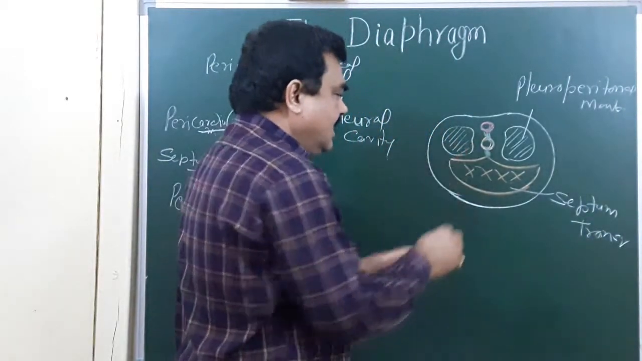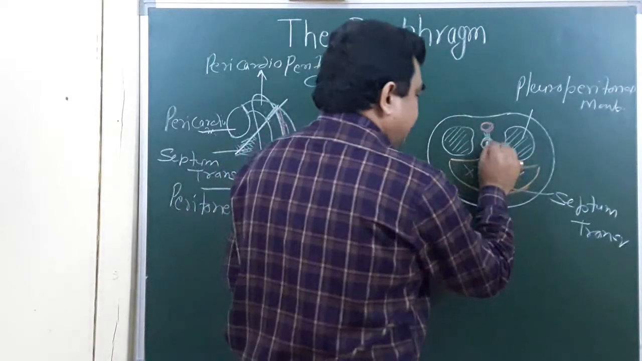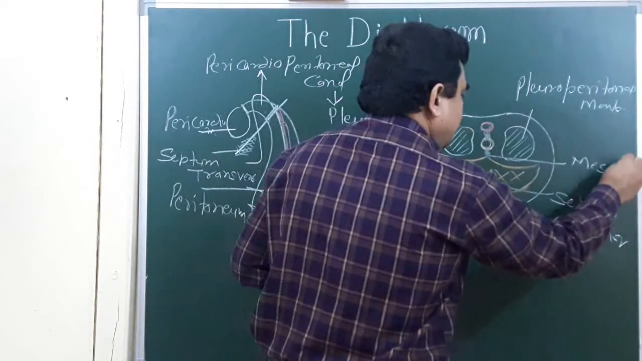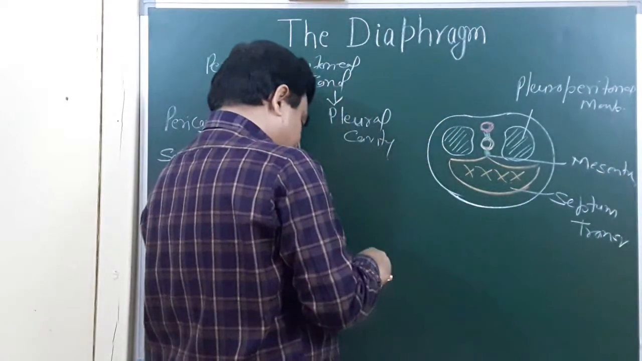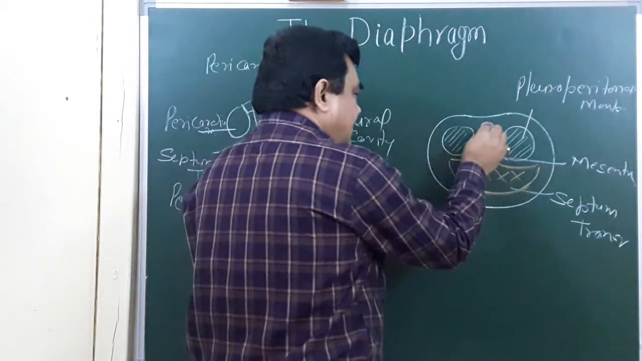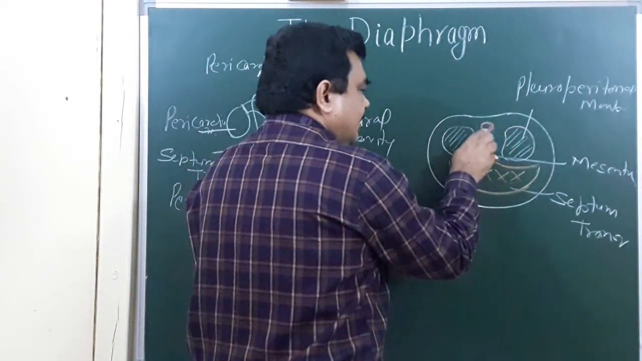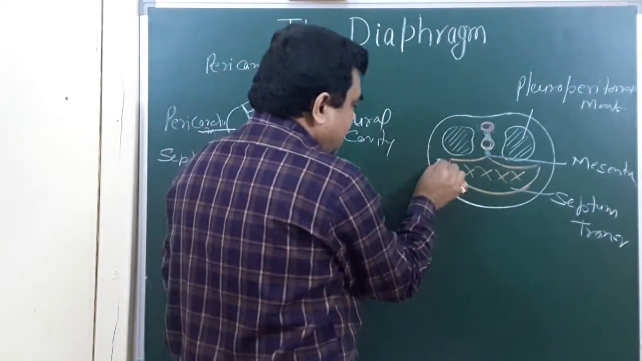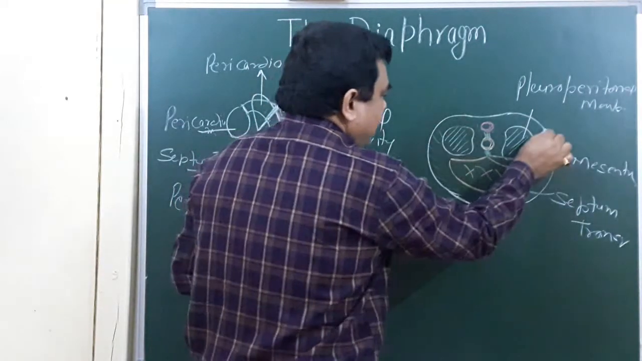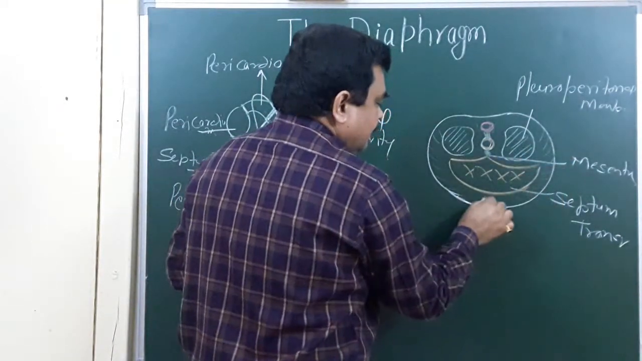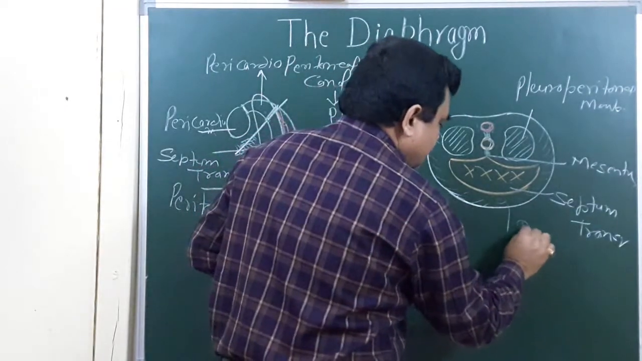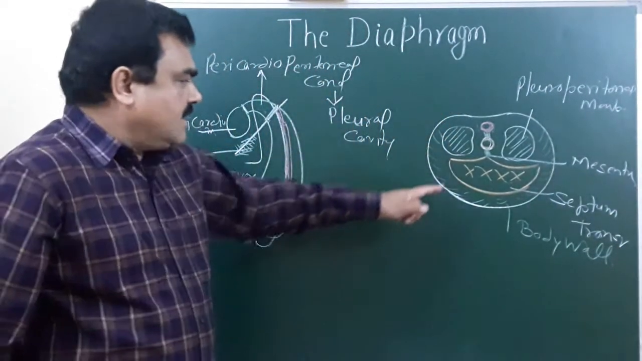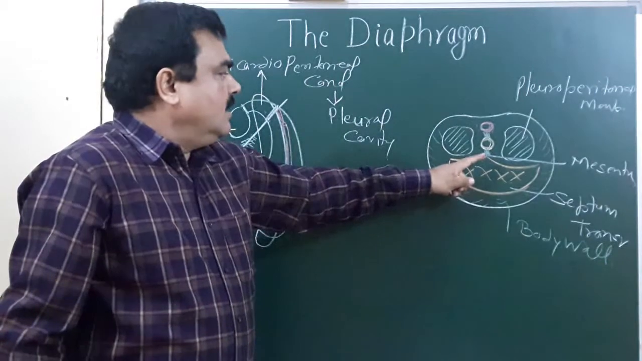This is the ventral and dorsal mesentery of the esophagus or developing foregut. This is mesentery. And here is connective tissue around the developing aorta. This is body wall. The tissue from body wall. So these structures join to form the diaphragm.